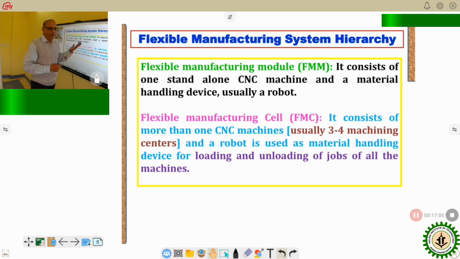So that will enhance the utilization and also justify the investment for the robot, because industrial robots are extremely costly. So 3-4 CNC machines attended by one single robot gives the concept of a flexible manufacturing cell.